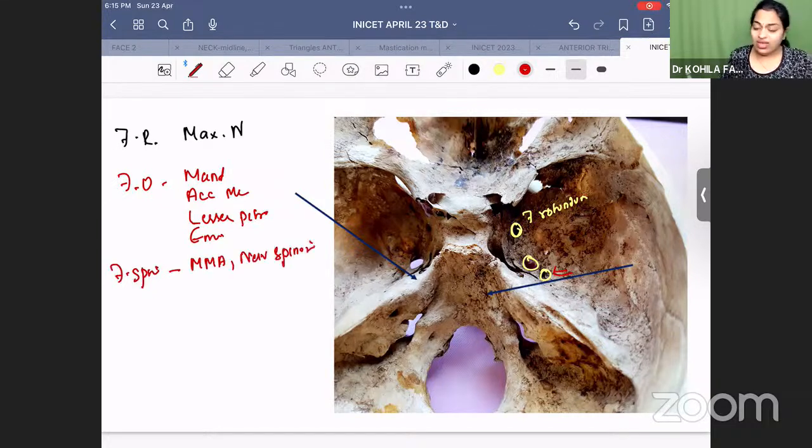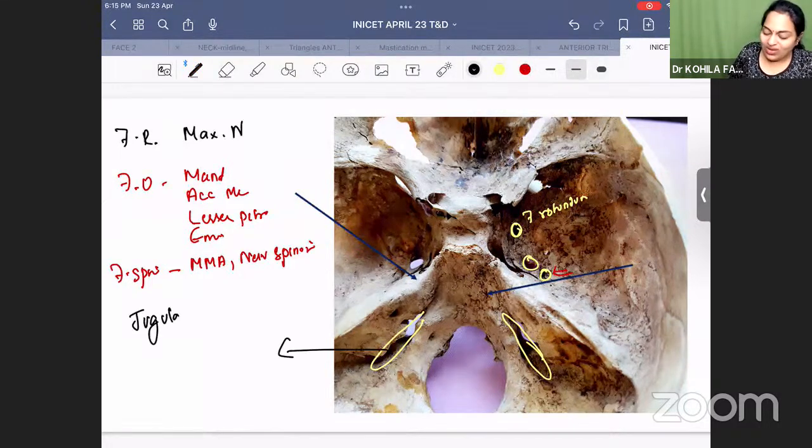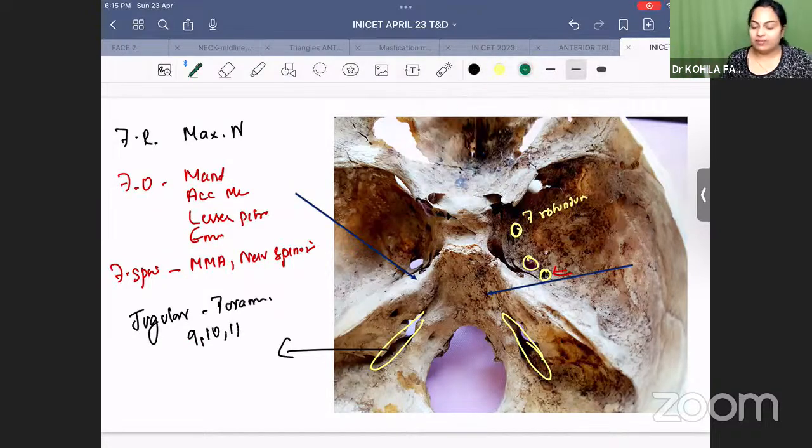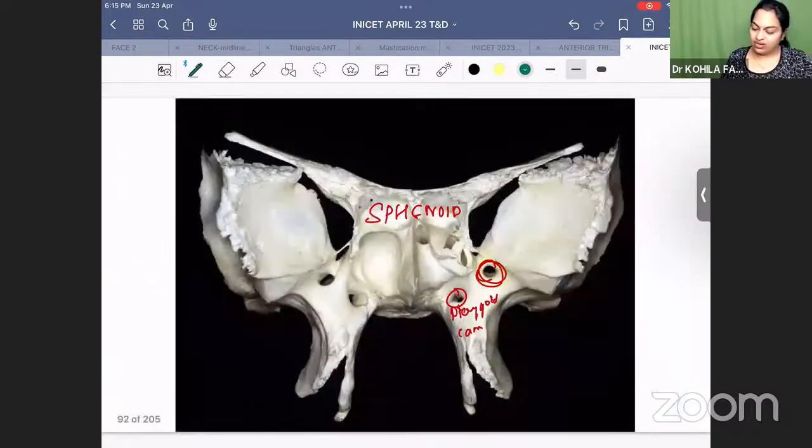And the other one they keep frequently asking is this one. What is this foramen? This is the jugular foramen. What are the cranial nerves related to jugular foramen? 9, 10, 11. What is the syndrome related to jugular foramen? Yes, they keep asking about that. Very good. Vernet syndrome, okay? Very good.